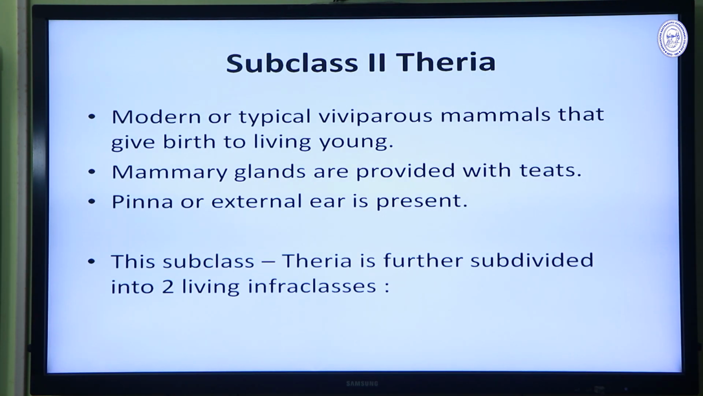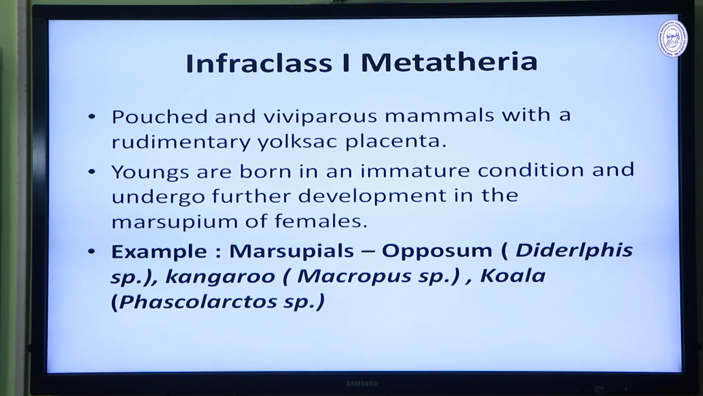Subclass 2, Theria, gives birth to living young. They do not lay eggs, but they have all the characteristics to protect their babies. Subclass Theria is subdivided into two living infraclasses. One is Metatheria, the pouched or marsupial animals. They produce live young, but they have a yolk sac placenta and their young are born immature. So, they need further protection and are kept in the marsupium of females. Examples of marsupials are opossums, kangaroo, and koala.